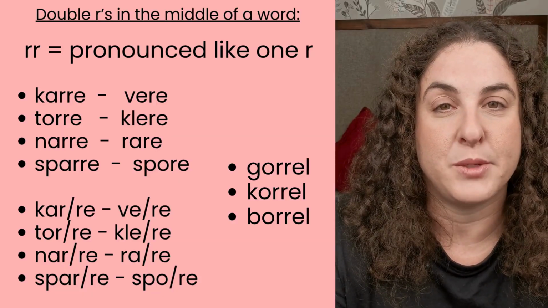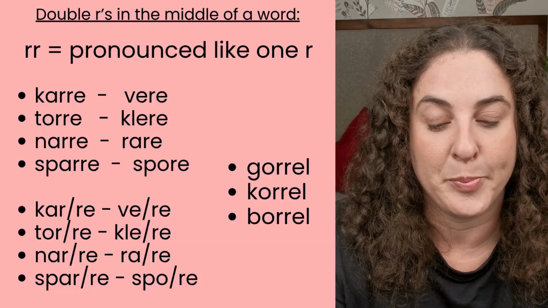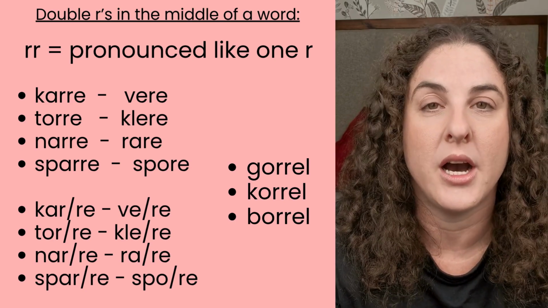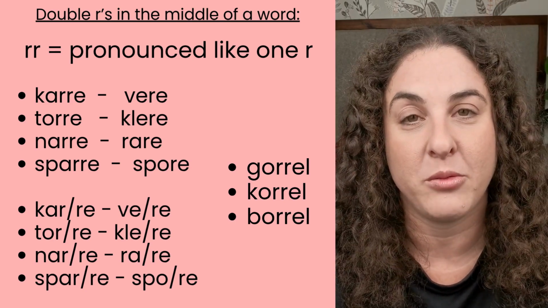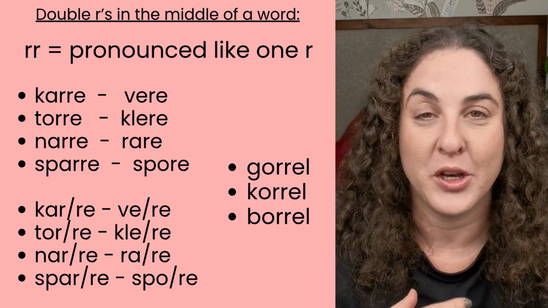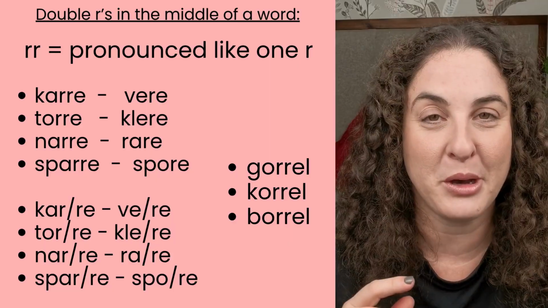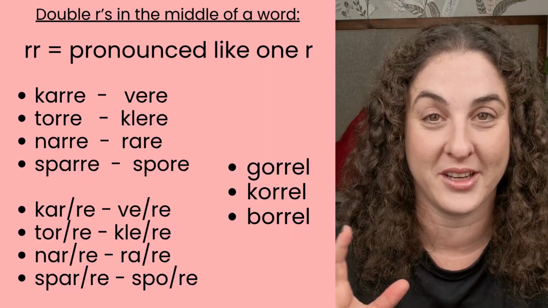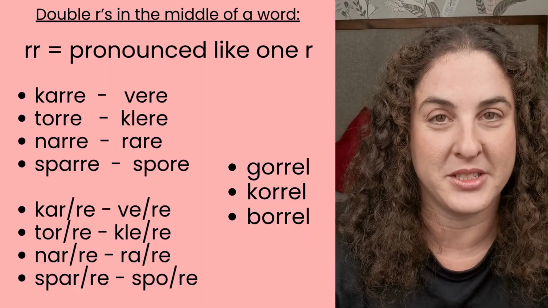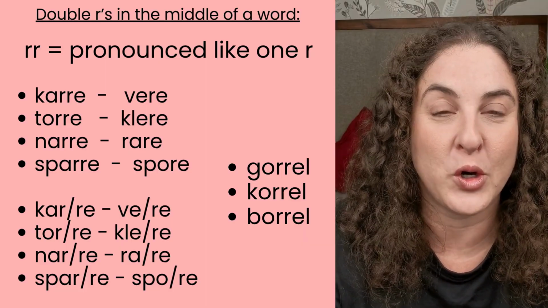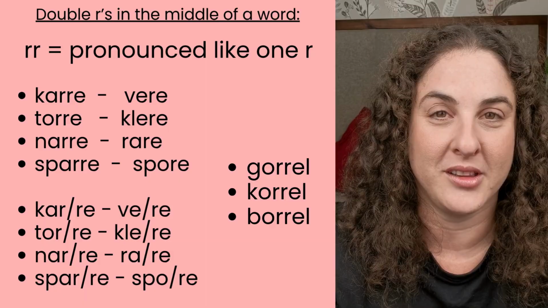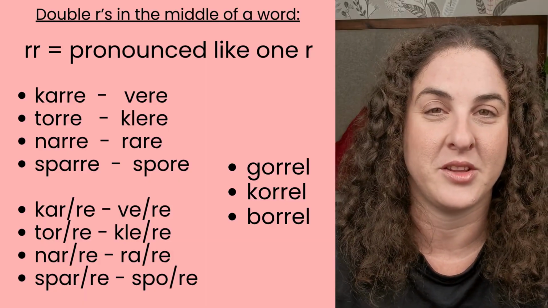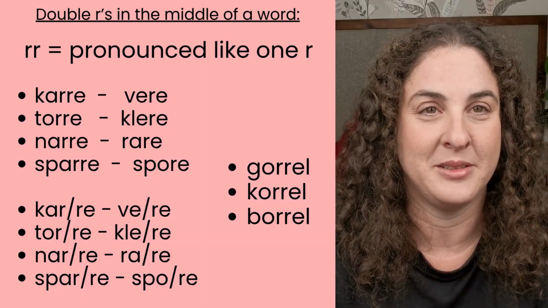Then we have spar, r, and spoor. And then to the right we have chorrel. Chorrel is a nice one because if you struggle with both the ch and the r, this one's going to be quite something. Chorrel, and then korrel and borrel. So those are nice ones to practice that sound.